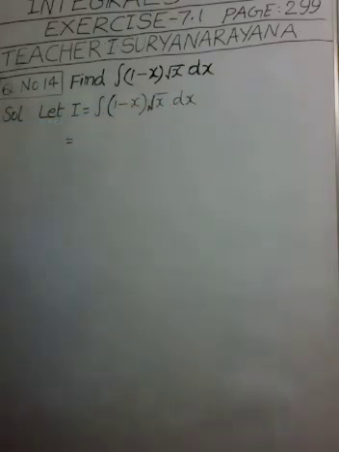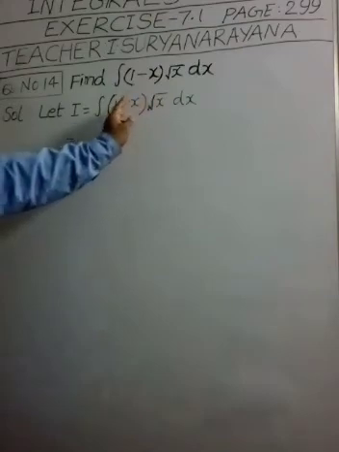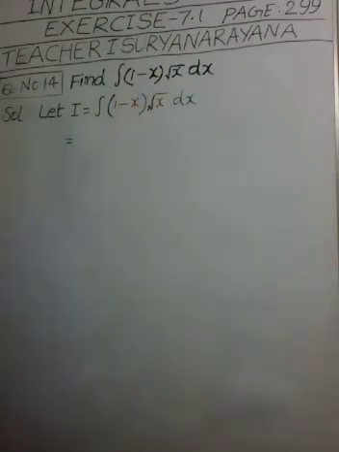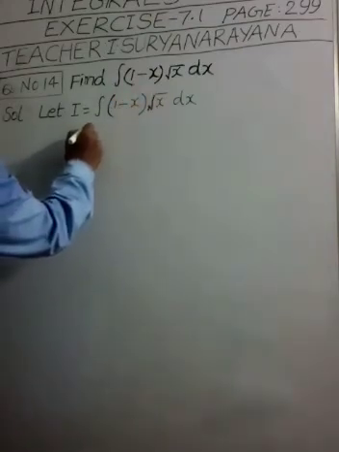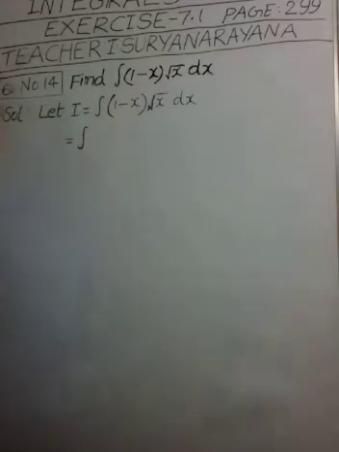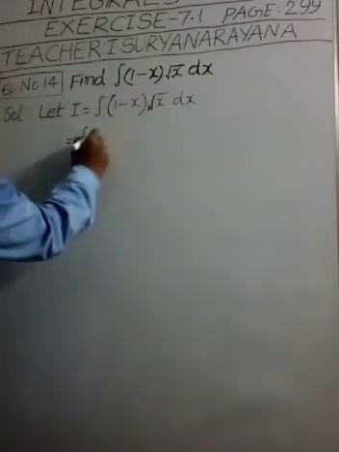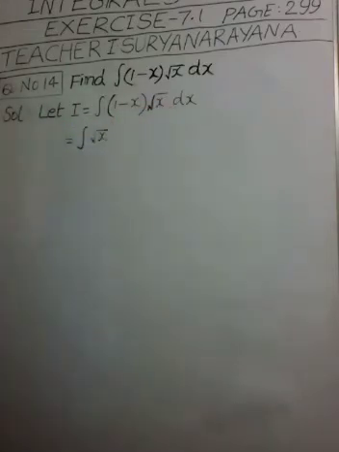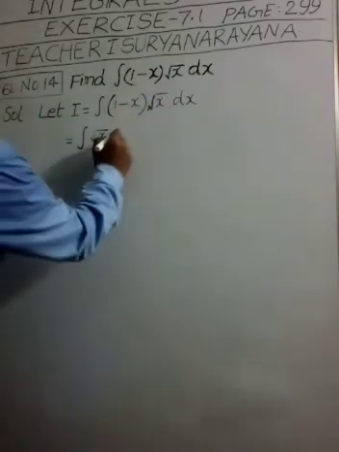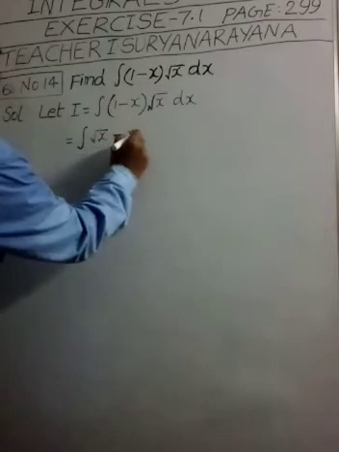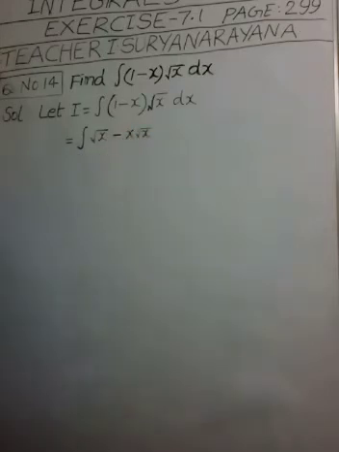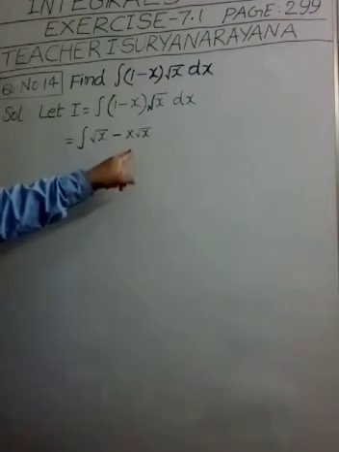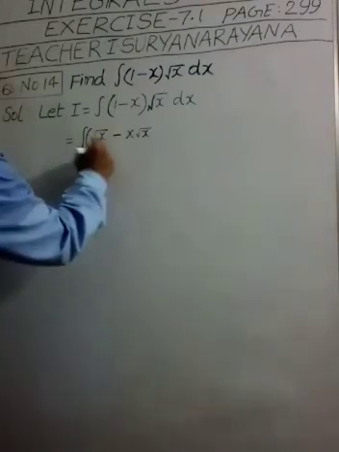Right. That is equal to, let us use here the distributive property. Okay, my children? Right. That is equal to integral root x, 1 into root x, what will you get? Root x minus x into root x, x root x, whole dx.